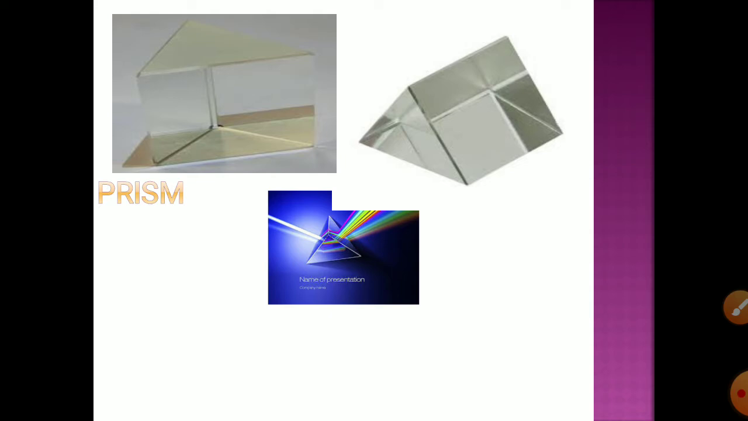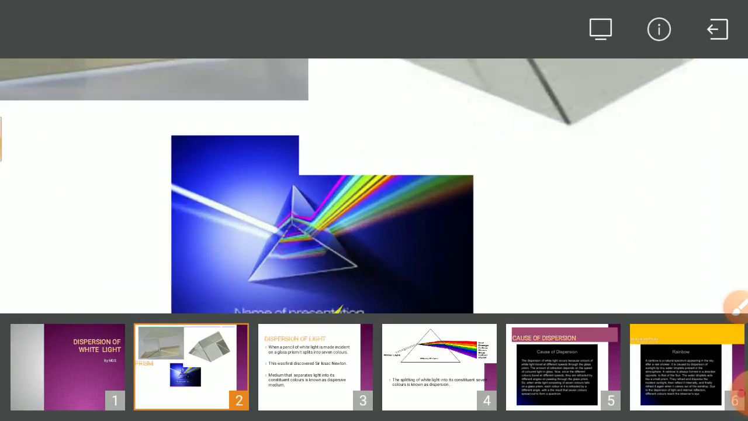Now, when a white beam of light is made incident on one of the faces of this glass prism, it splits into its seven constituent colors, which you can see in the diagram.